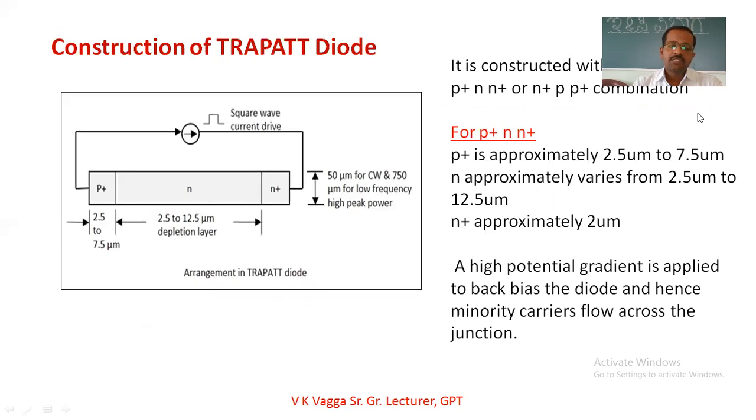And its construction is implemented with the p plus n plus, or n plus p plus configuration. The p plus layer is approximately 2.5 to 75 micrometers, and the depletion region is approximately 2.5 to 12.5 micrometers. One more layer is approximately 2 micrometers. If it is used for continuous waves, its height is approximately 50 micrometers. And if it is used for low frequency, high power, it can be up to 750 micrometers. That is its construction.